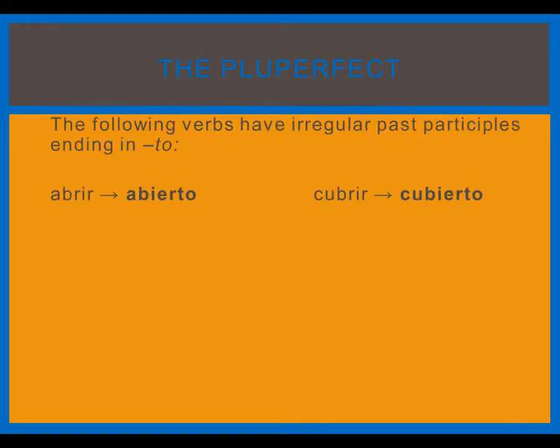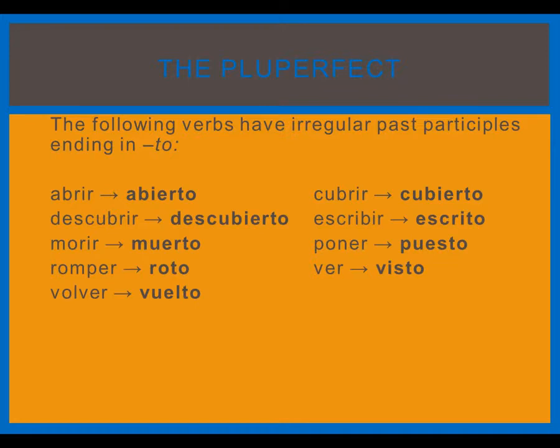There are irregulars in Spanish. This group of irregulars ends in TO. Abrir is not abrido, but it is abierto. Cubrir becomes cubierto. These verbs that end in TO need to be memorized.